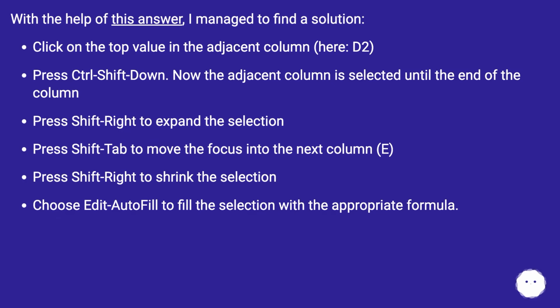With the help of this answer, I managed to find a solution. Click on the top value in the adjacent column here, D2. Press Ctrl-Shift-Down. Now the adjacent column is selected until the end of the column. Press Shift-Right to expand the selection. Press Shift-Tab to move the focus into the next column E. Press Shift-Right to shrink the selection. Choose Edit Autofill to fill the selection with the appropriate formula.